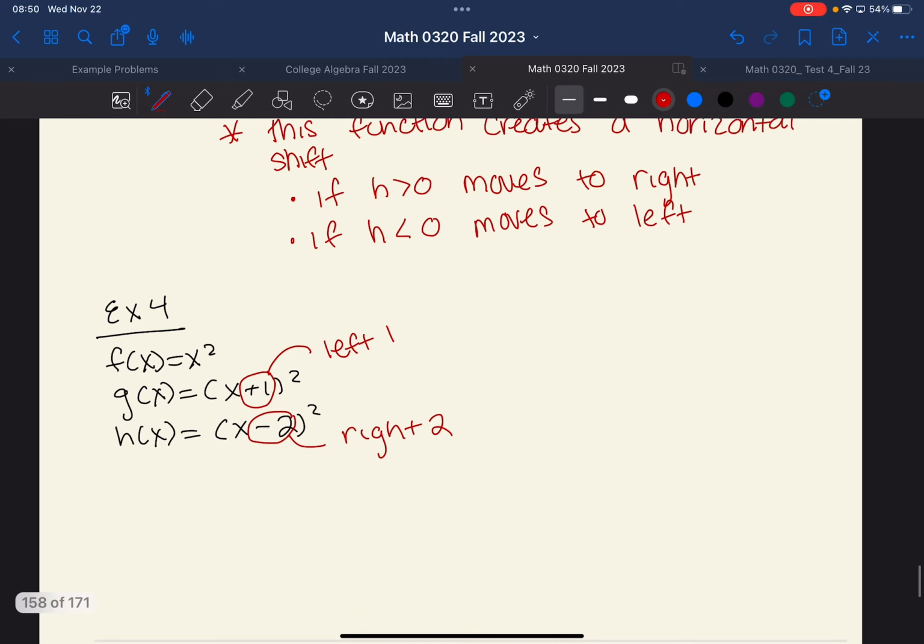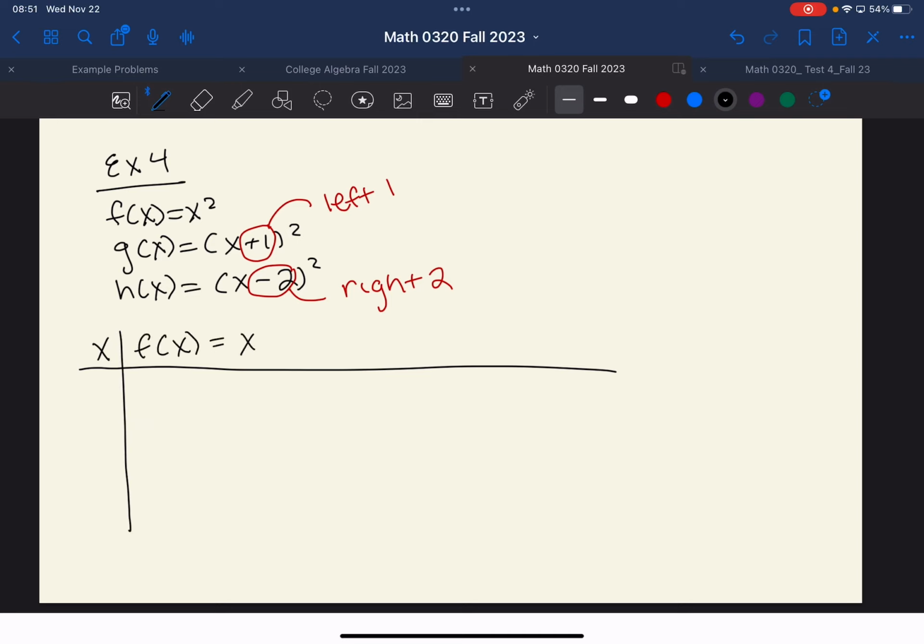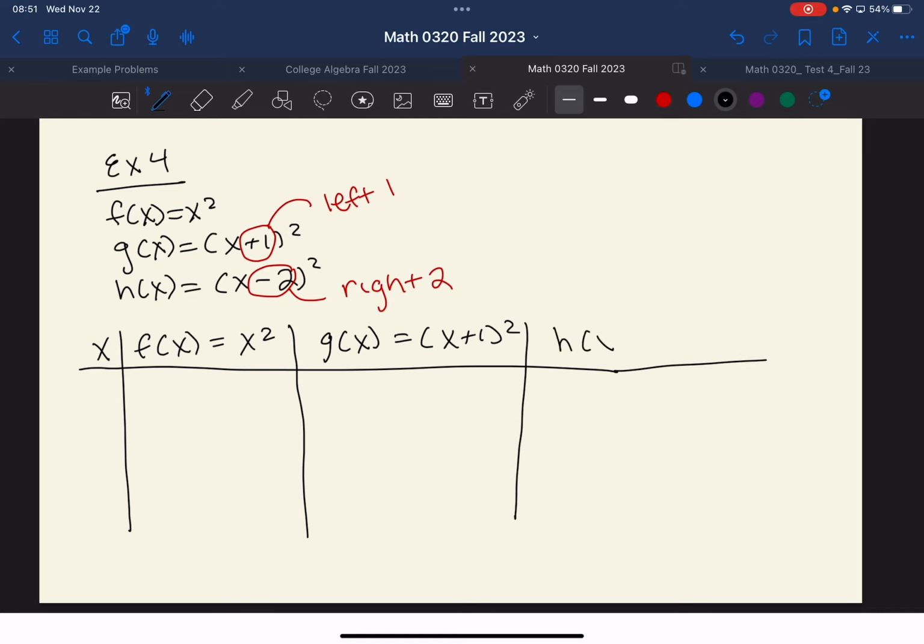Okay, so we're going to see that when we create our table. So we have x, then we're going to be showing what it looks like for our parent function, x squared. Then for our next function, g of x, x plus 1 squared. And then lastly, for our h of x function, x minus 2 squared. And again, I'm just going to plug in the same numbers. I'm just going to plug in -1, 0, 1. Obviously, the more numbers you plug in, the better your graph is going to look.